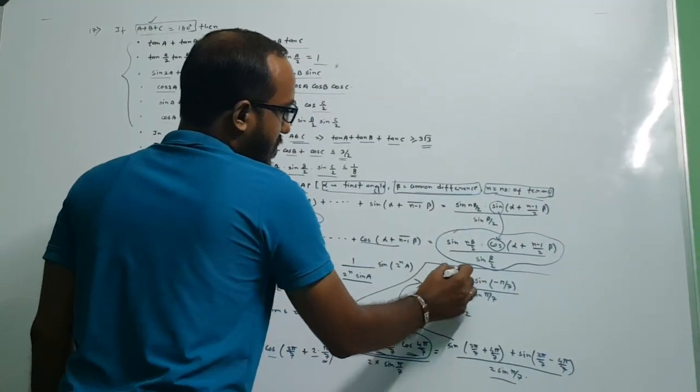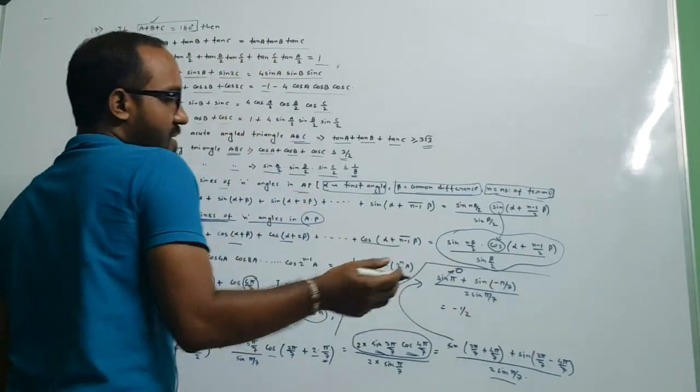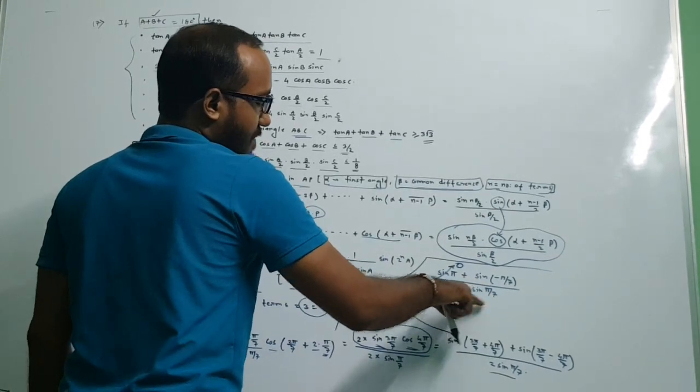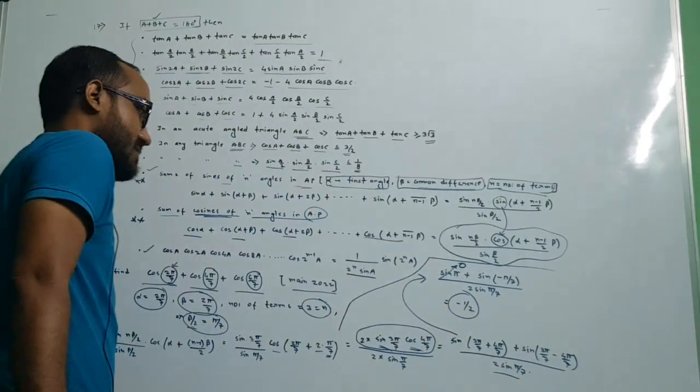See, sin n pi is always 0, so sin pi is 0. Sin minus pi by 7, sine of minus theta is minus sin theta. So this would be minus sin pi by 7 by 2 sin pi by 7. Sin pi by 7 would cancel out, your answer would be minus half.